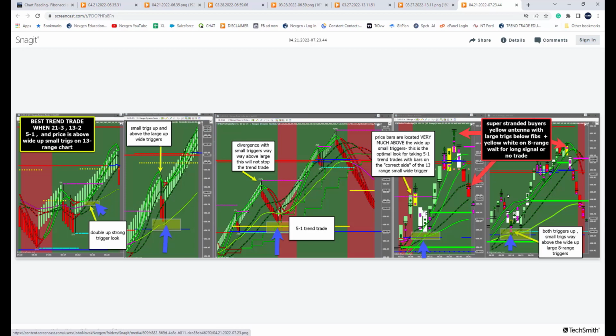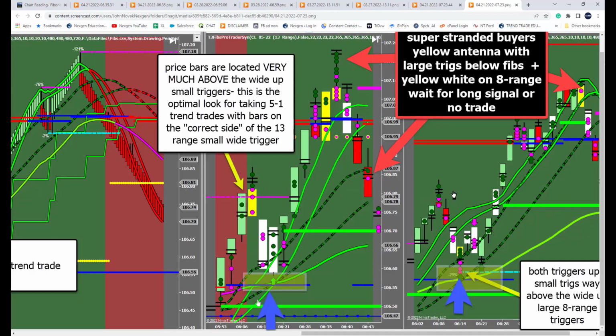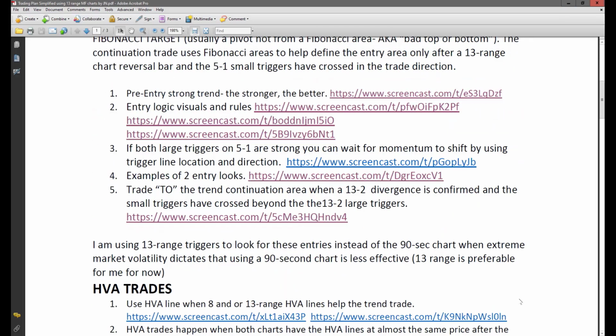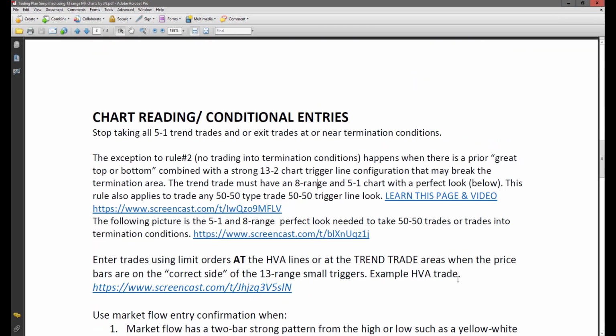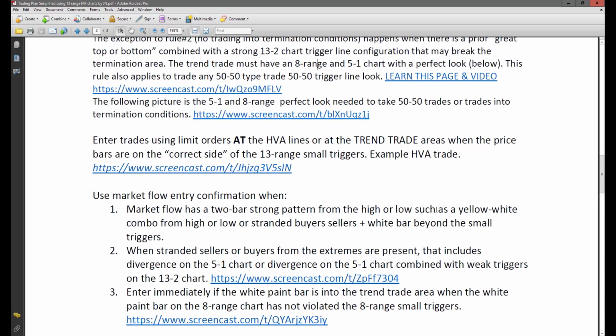That's what we were talking about here, right, on our trend trades. Price bars located very much above wide triggers. Get in at the spot and hope for the best. So you'll see that over and over and over in my plan. But it's moderately simple, right? So enter at the areas when price bars are on the correct side.